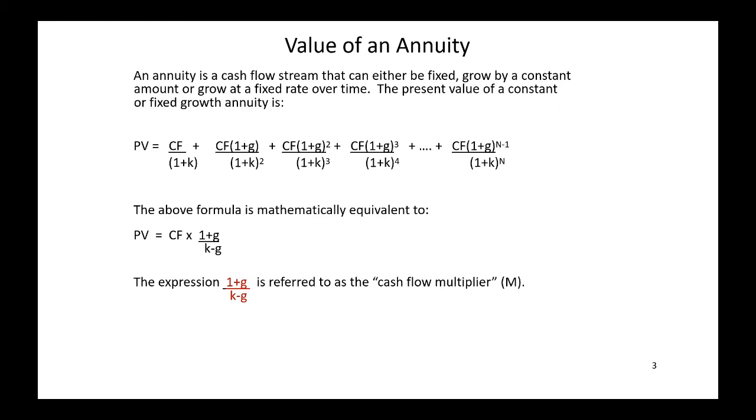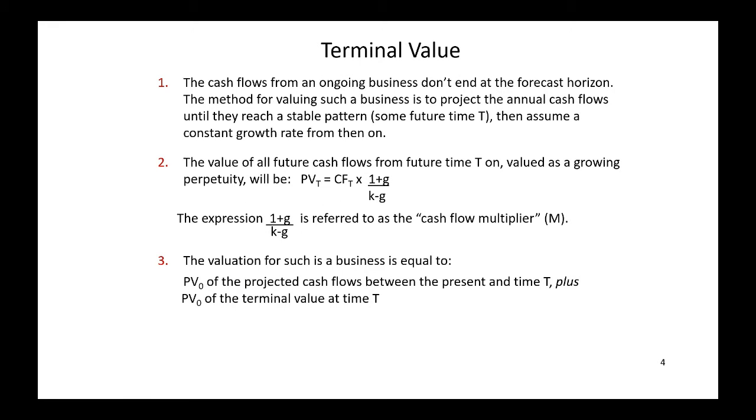In other words, the present value at any point in time of a perpetuity growing thereafter at a constant rate G is equal to the cash flow in that year times 1 plus G over K minus G. That expression, 1 plus G over K minus G, is referred to as the cash flow multiplier. It's worth reiterating what we've said here.